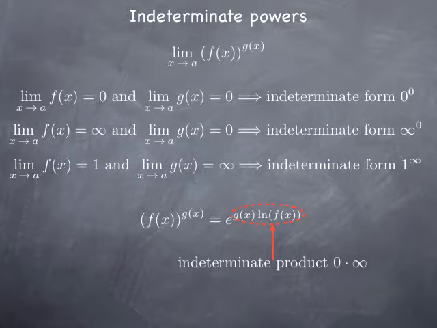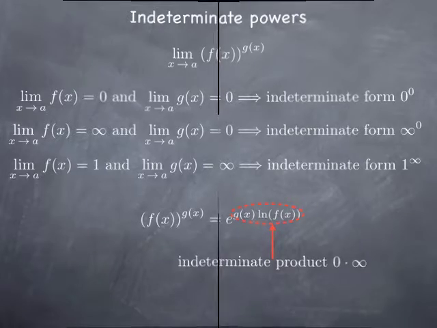So in each one of these three cases, the power inside the exponential is an indeterminate product of the type 0 times infinity. But we know how to deal with those. We've seen that we can rewrite products as quotients, then use the rule of de L'Hopital to obtain the limit. So we can obtain the limit of what's in the exponent, and then we can plug the result inside the exponential function to get the limit for the power f of x to the g of x. And that's exactly what we're going to do to lift indetermination in these kinds of cases.